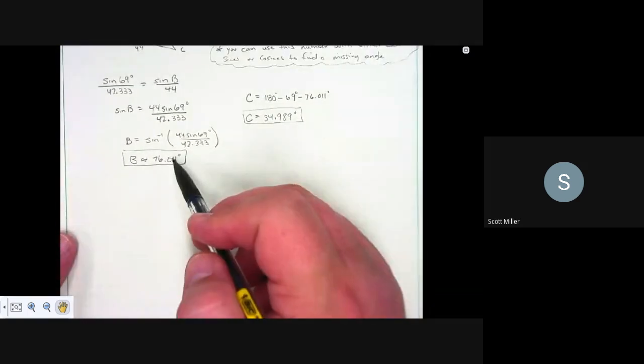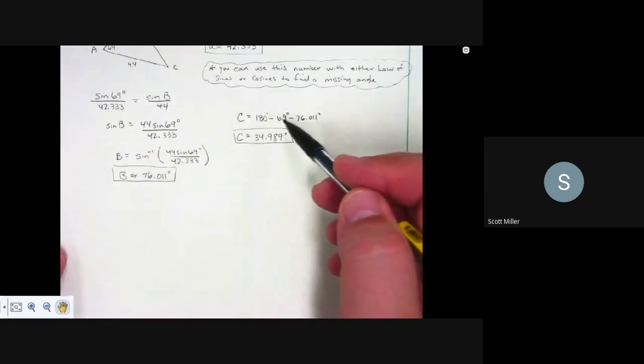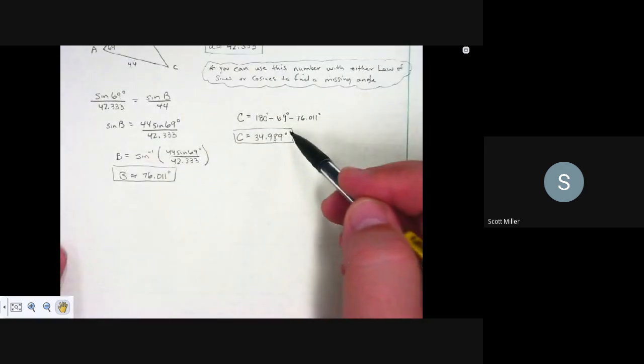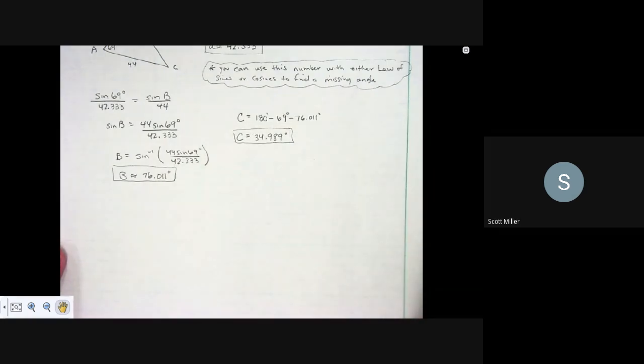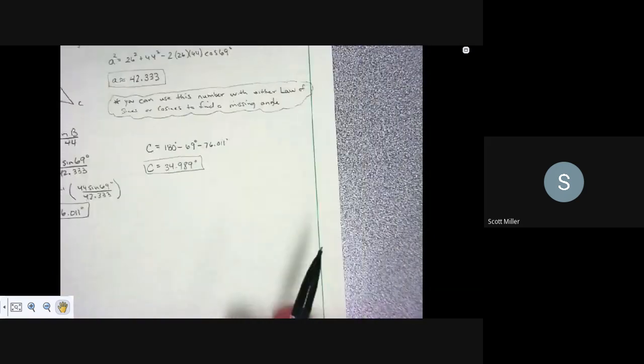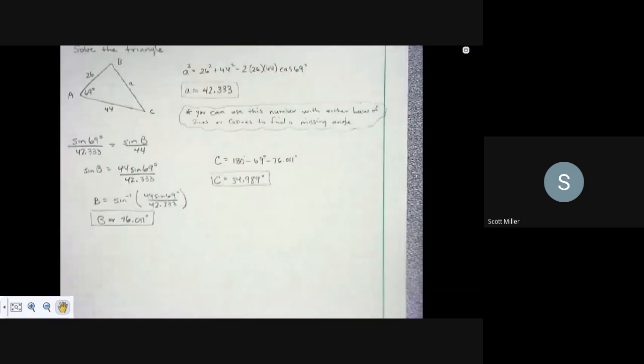Once you have this written out over here, to find C, we just simply subtract the two angles from 180, because they're all angles of a triangle, and then angle C pops off right there. So there you go. That is the law of cosines, and we will do more problems together in class.